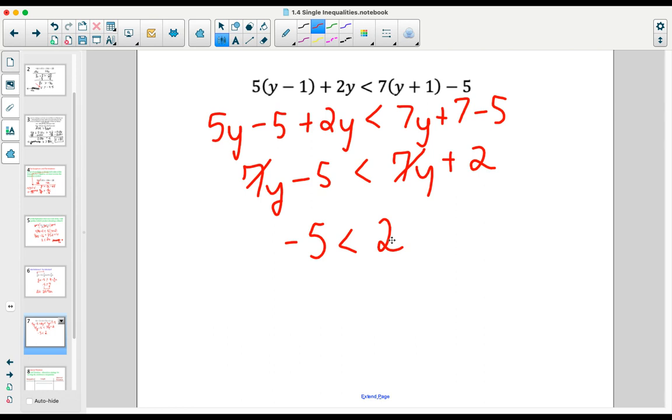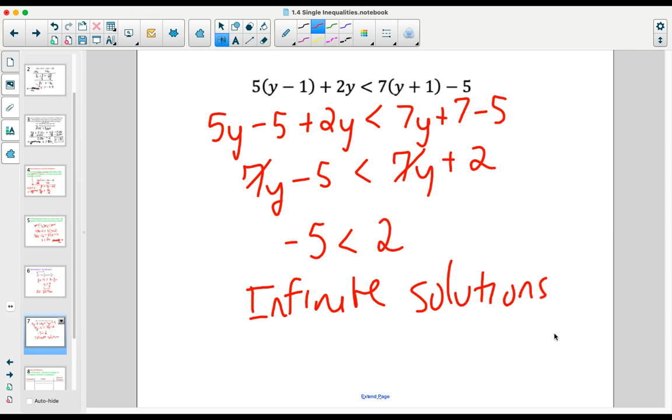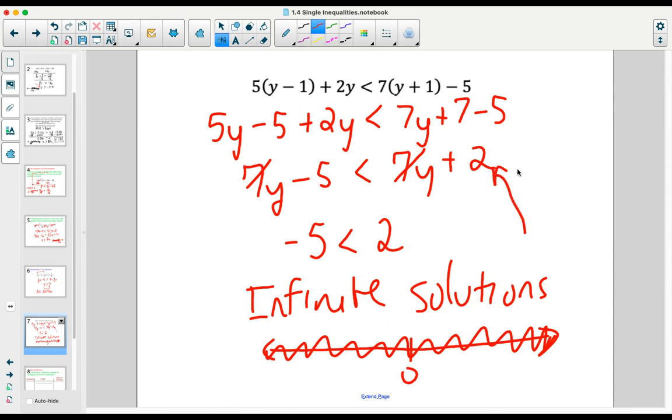And you have to ask yourself the question, just like we did here with -5 and 9, is -5 less than 2? Yes, it is. Will it always be less than 2? It sure will. So here we have an infinite number of solutions. But this is not the same kind of infinite number of solutions that we had before. This is essentially shading all of the number line. Any value you pick for y is going to lead to something that is true. Because look back here. You're going to multiply 7 by y, and on the left you're going to take away 5, and on the right you're going to add 2. The right will always be larger, regardless of the type of number you pick.